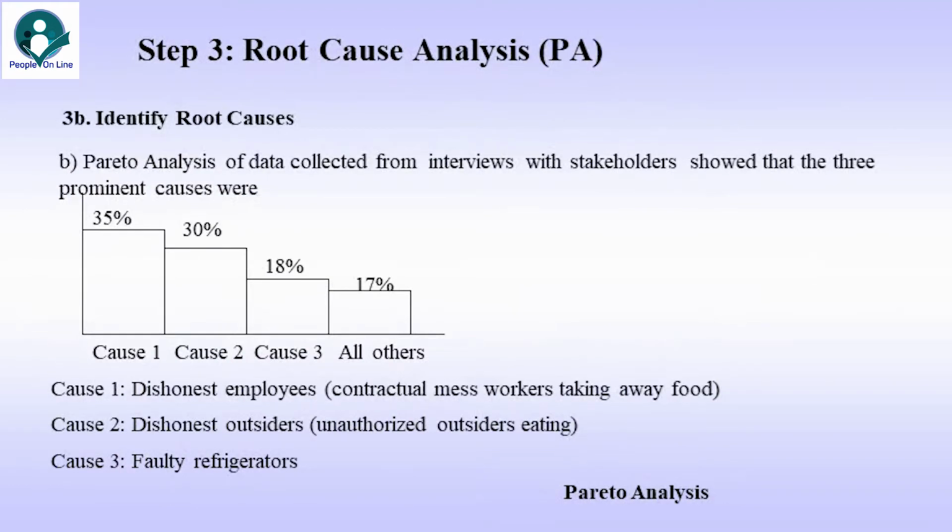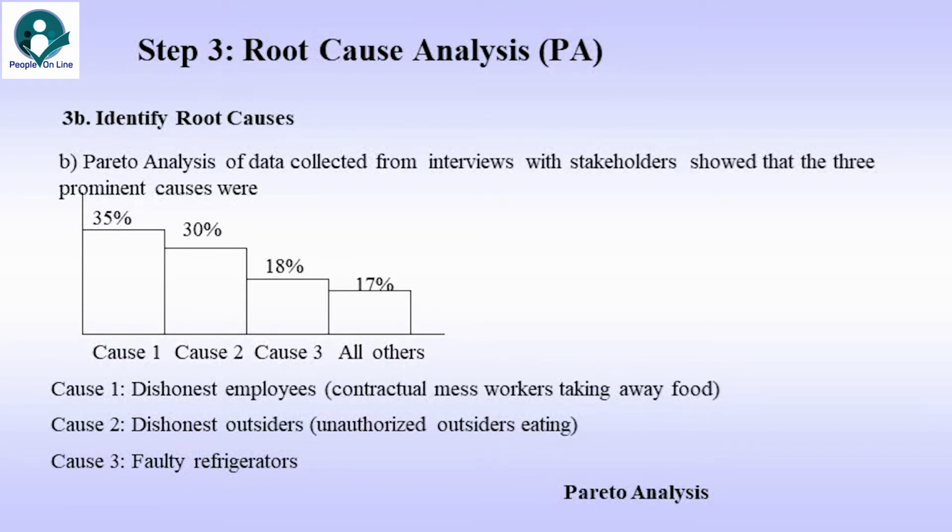Step 3. Root cause analysis using Pareto analysis. Pareto analysis of data collected from interviews with stakeholders showed that the 3 prominent causes were: cause 1, dishonest employees, contractual mess workers taking away food; cause 2, dishonest outsiders, unauthorized outsiders eating; and cause 3, faulty refrigerators.